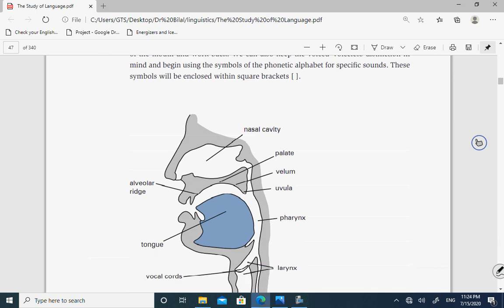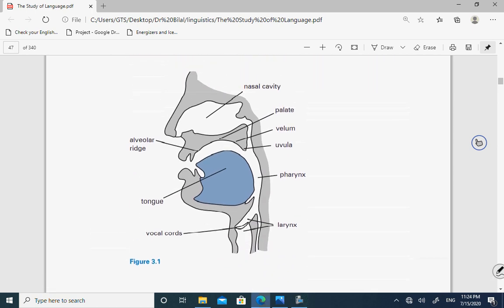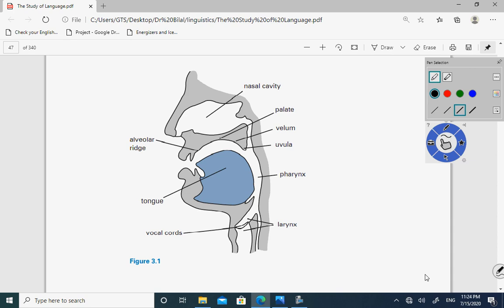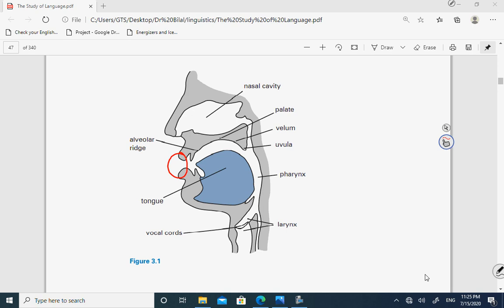So let's look at this photo here. This is a photo of a slice of the head, and it shows most of the organs of speech that are responsible for speaking. Let's start from the beginning, the things that you can see. The first part here are the two lips, the upper and lower lip, and these are organs of speech, and then we have the front teeth, upper and lower front teeth.